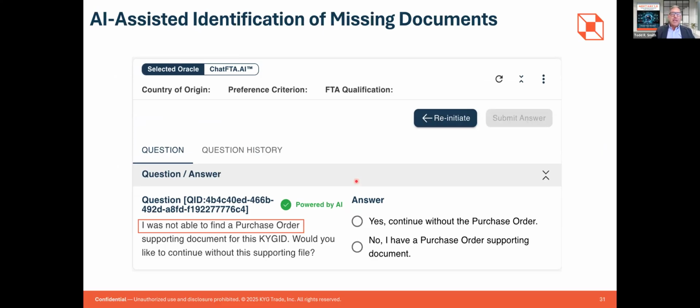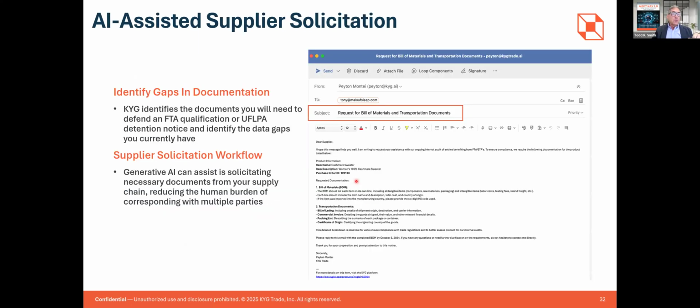Here's an example where the AI said that there was no purchase order, and in the process of doing the analysis, this is a free trade agreement qualification. So yes, you can do an FTA qualification, assuming certain facts on transportation were compliant before the product ships. So we have the capability to qualify products pre or post shipment with different workflows.